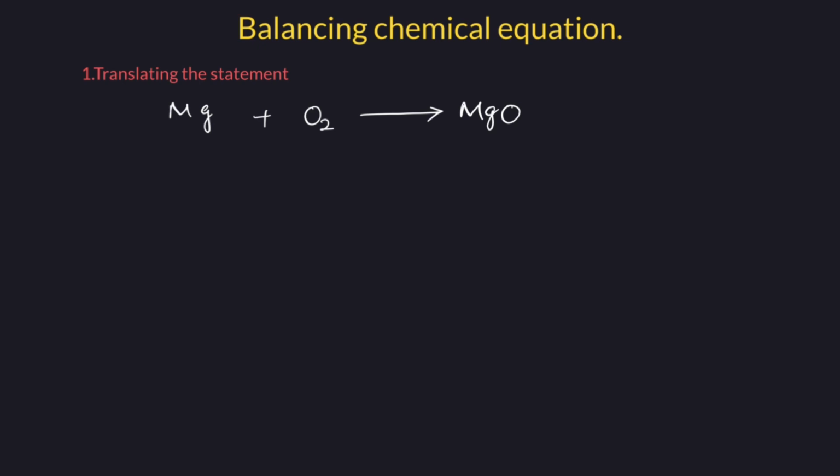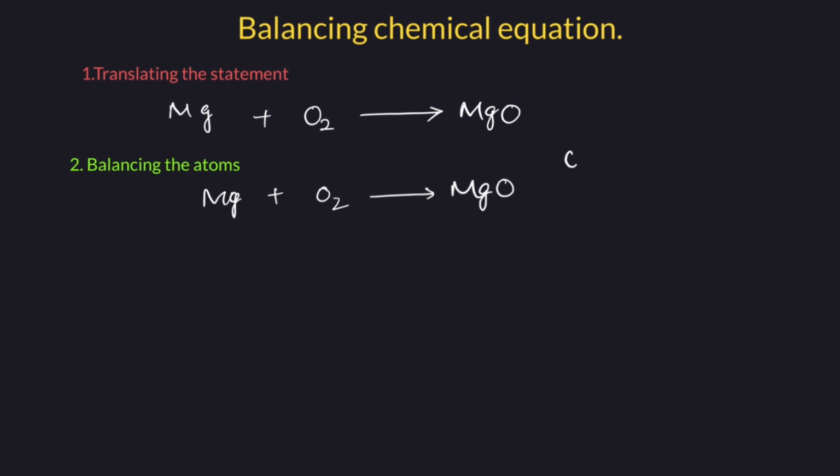The second thing we have to do is balancing the atoms. So how do we balance this? For example, this equation: magnesium plus oxygen gives rise to MgO. Here we have to follow one trick. First, start the balancing from the complex compound or complex molecule.